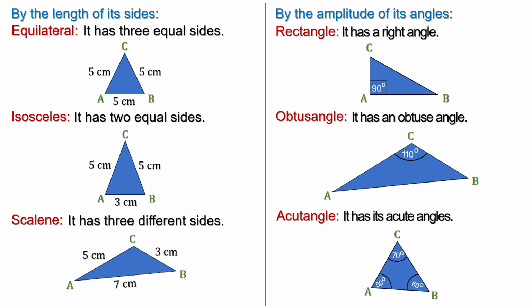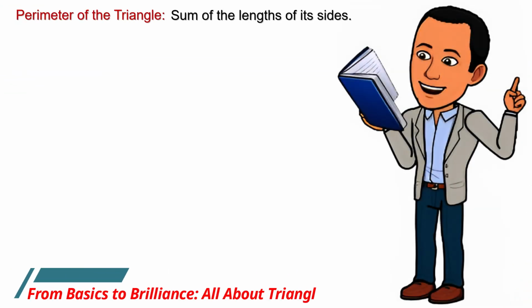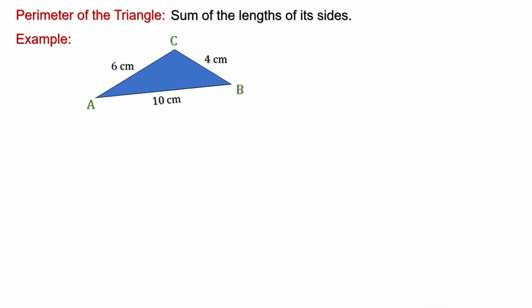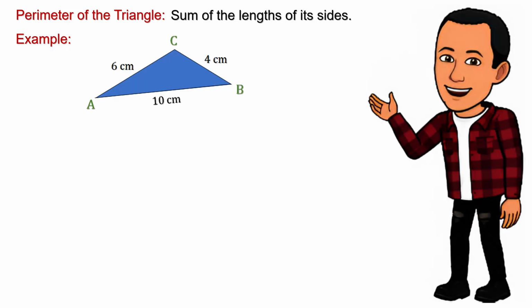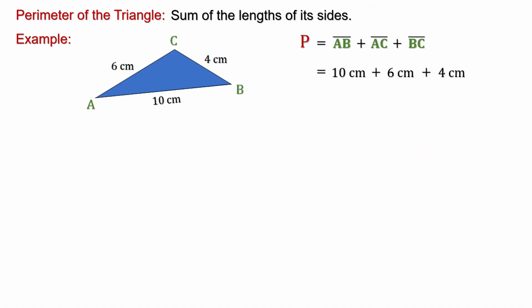Now, to calculate the perimeter of a triangle, you must know that it is defined as the sum of the lengths of its sides. For example, we have triangle ABC, whose side lengths are shown in the figure. Then, applying the formula based on the given vertices and replacing the segments with their respective values, we have 10 cm plus 6 cm plus 4 cm. And solving the operations, we obtain that the perimeter of triangle ABC is 20 cm.